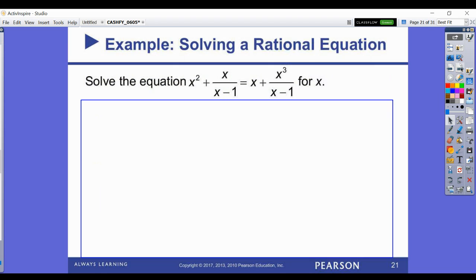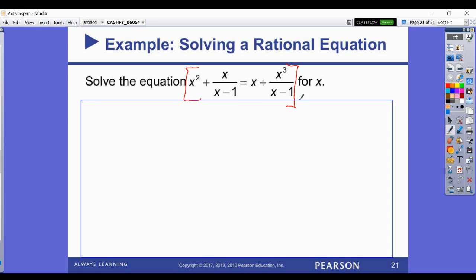So let's get started with the problem here. Looks kind of scary. Be a little bit careful because this book says solve it for x. This part is not part of the equation. This here is my equation that I'm solving. So just don't let that part confuse you. So here's my equation. There's my equal sign. And I've got all this stuff going on.